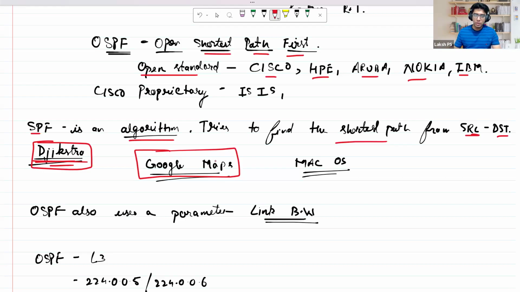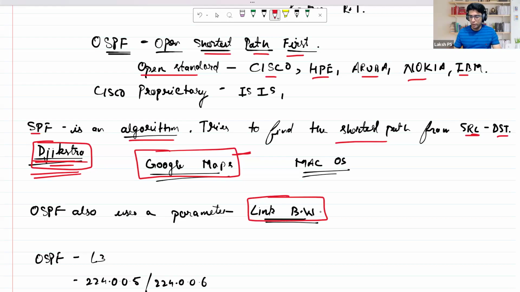Google Maps uses a lot of parameters. It uses traffic, the number of road lanes, 2 lane, 3 lane, 4 lane, 5 lane, and so on, the time, and the terrain, whether it is hilly or normal. It takes all these things into consideration and gives us the best path. Similarly, OSPF also uses the Dijkstra algorithm, but the parameter it uses to calculate the shortest path is the link bandwidth.